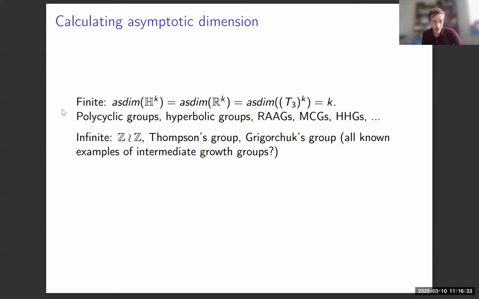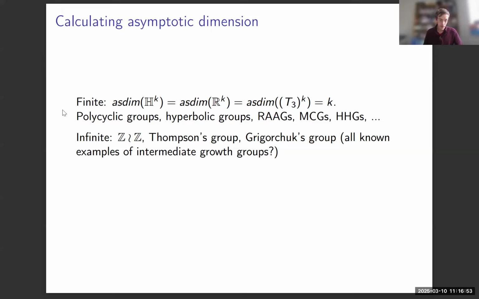For infinite, possibly an easy example is the free product of 2 copies of the integers. Sorry, rather the wreath product of 2 copies of the integers. So that has Z to the n as a subgroup for every n. So that gives you a lower bound of n for every n. So that's an infinite asymptotic dimension space. Thompson's group also has Z to the n as a subgroup for every n.